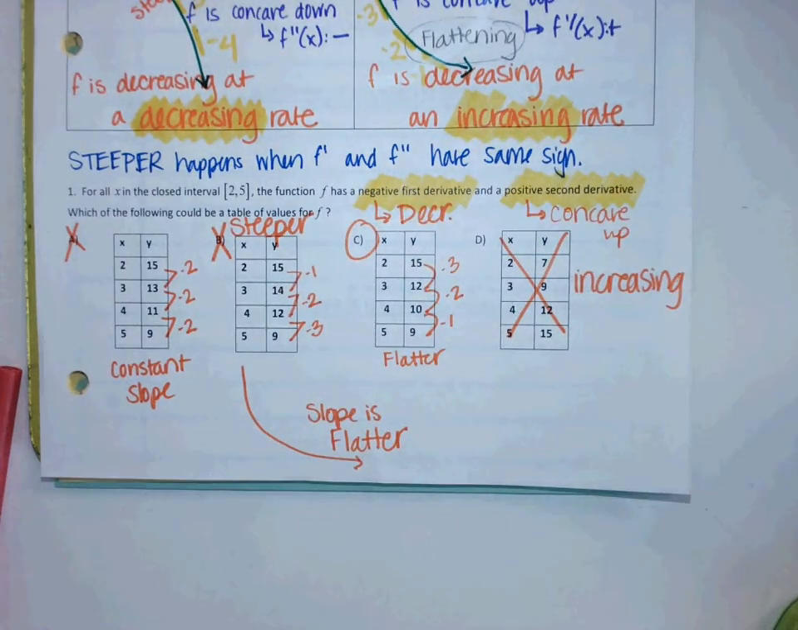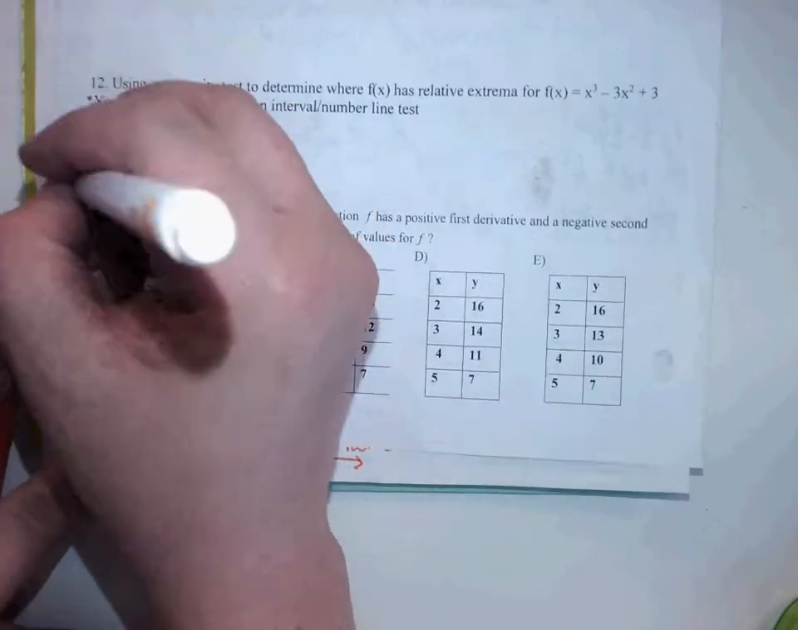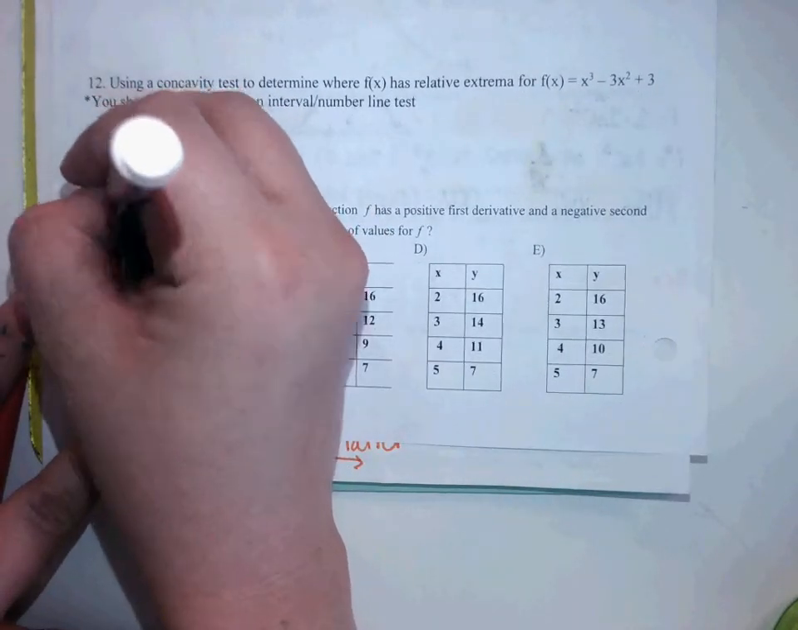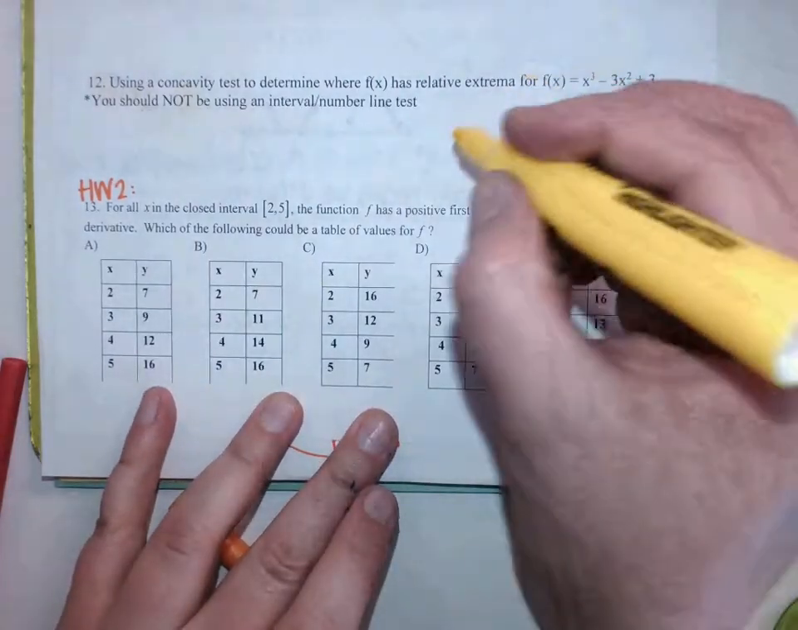Make sense? Yes, ma'am. Okay, what I want you to do is, on the back of homework 2, the very last question is just like that. So while you're thinking about it and it's already in your head, I'm going to give you a minute to look at 13 off homework 2. Okay, you have a positive first derivative this time and a negative second derivative.